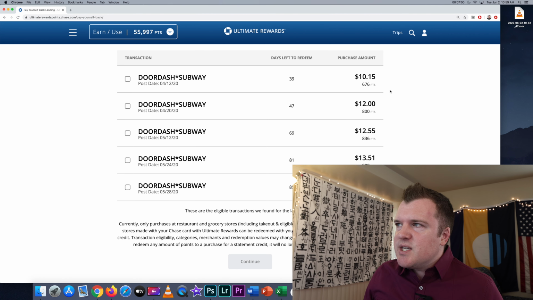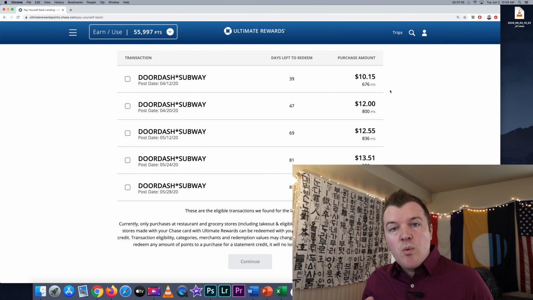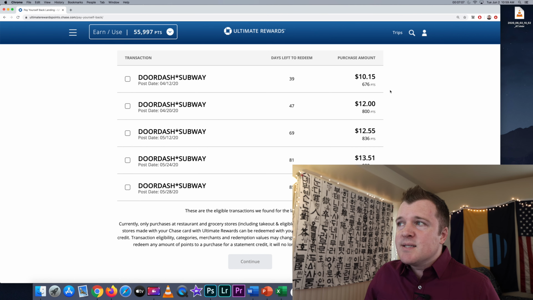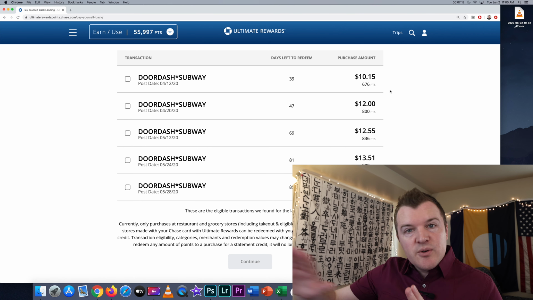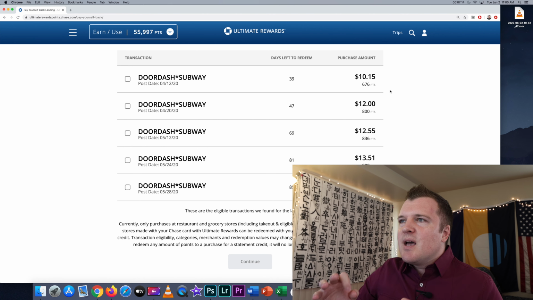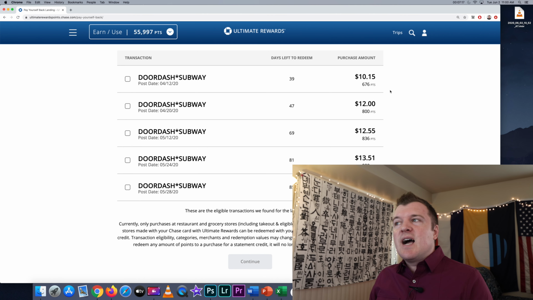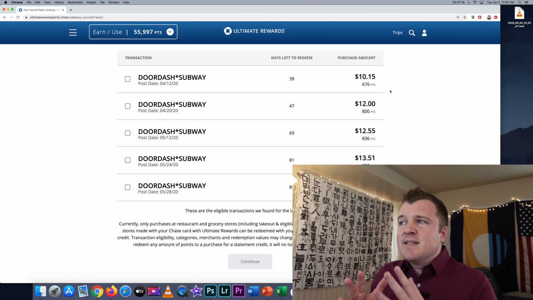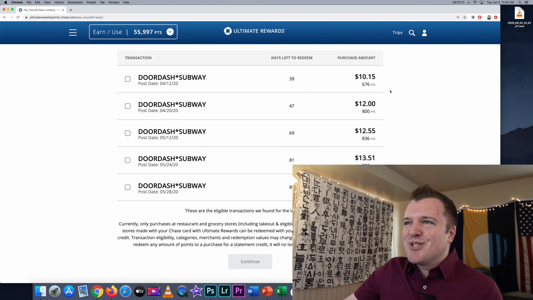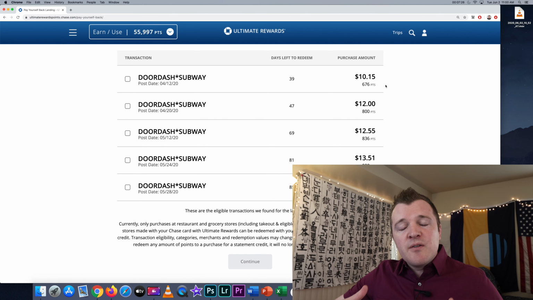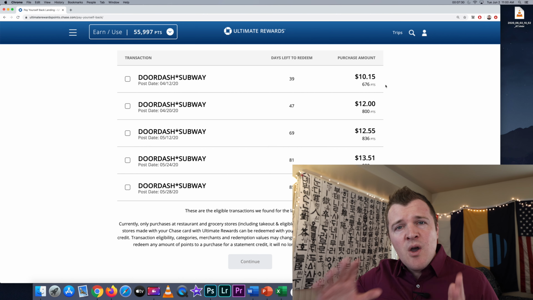So this charge you see of $10.15, if I was redeeming Chase Ultimate Rewards points at a rate of 1 cent per point, this would cost me 1,015 points to clear this charge or get cash back. And because I'm getting a rate of 1.5, it's only going to cost me 676 Chase points in order to clear this $10.15 charge. I think this is pretty cool. If you're someone who has a lot of Chase Ultimate Rewards points and you just want to cash them out right now for whatever reason, Chase is giving you that option.